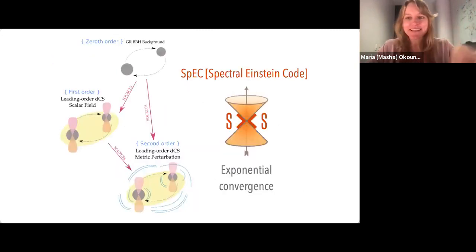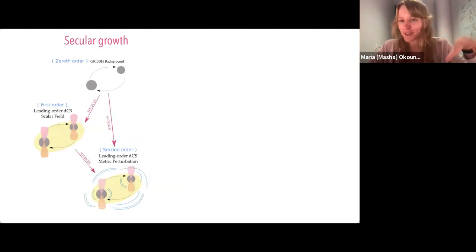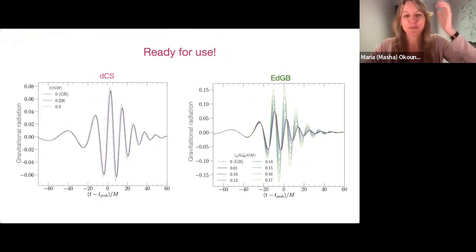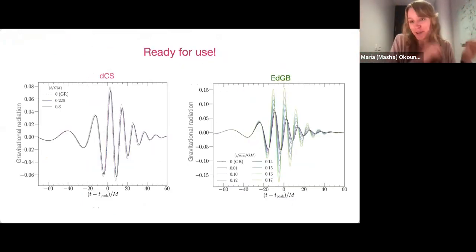And this is all in the Spectral Einstein Code, so you're guaranteed exponential convergence. We only consider the merger phase so that we don't run into any sort of secular effects during the inspiral, by virtue of evolving on a GR background rather than solving the full problem. So again, we focus on the merger phase. And again, these are ready for use.